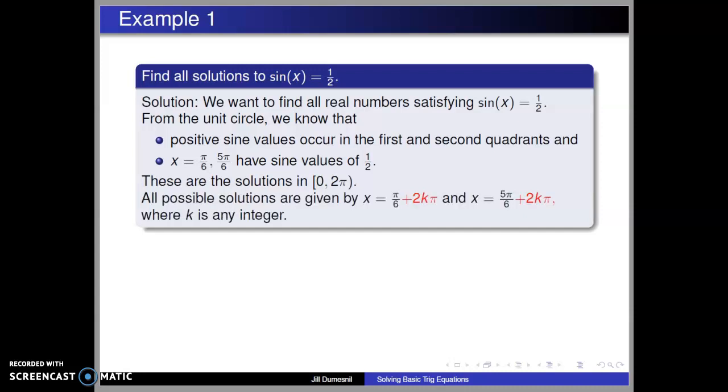All possible solutions are given by x equals pi over 6 plus 2k pi and x equals 5 pi over 6 plus 2k pi, where k is any integer. When the instructions simply say solve the equation, the default assumption is that we want all solutions, including all periods.